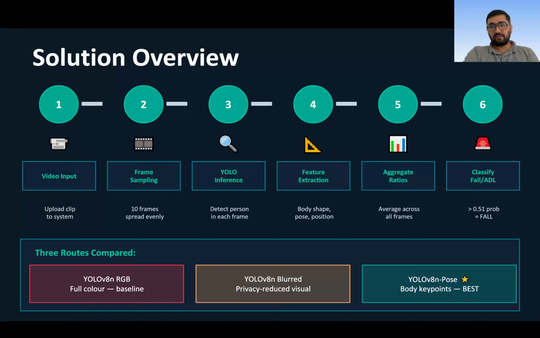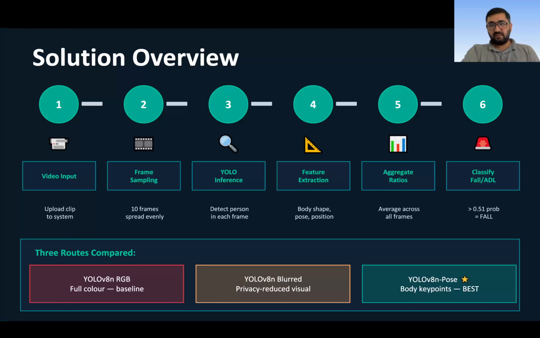In step 4, features are extracted from each frame. These include things like, is the body lying flat? Is the person near the bottom of the frame? Has the bounding box become wide? For the pose model, we also extract the position of 17 body key points.